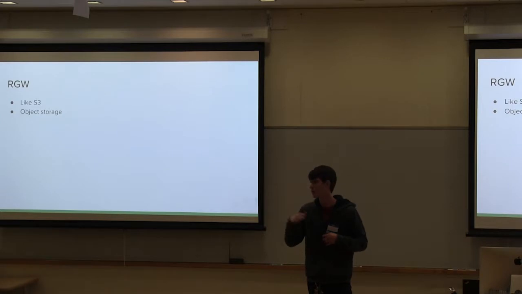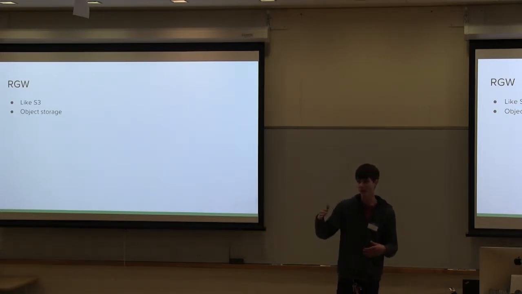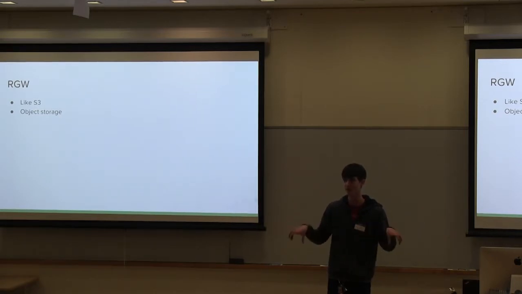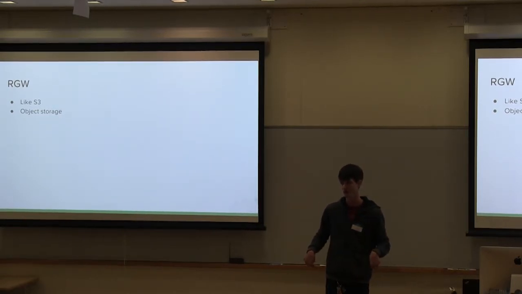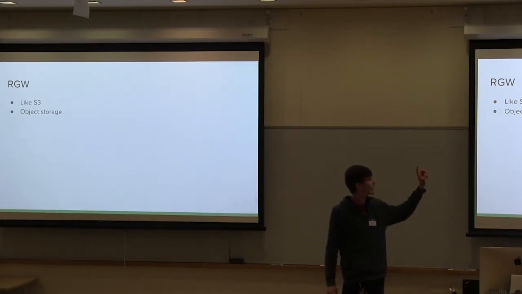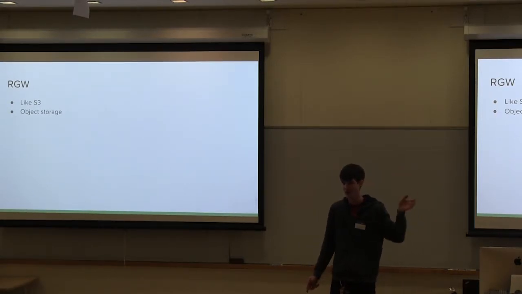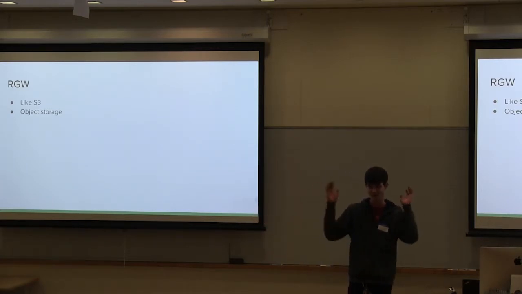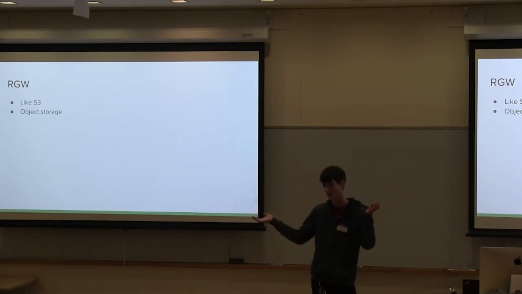And that's configurable. So default is 4 megabytes. So whenever you want to write to Rados, you write a 4 megabyte file. Rados gateway will take your bigger files, break them up into smaller files, and then write them to Rados. Like S3, so that it actually adheres to the S3 API. So all of the tools that you use with S3, you can point at a Ceph cluster and be like, go do your thing, and it'll just work.